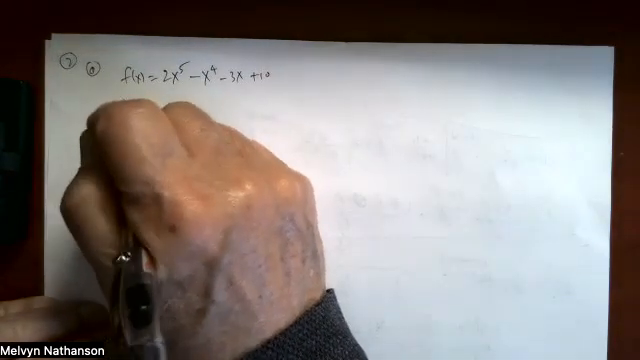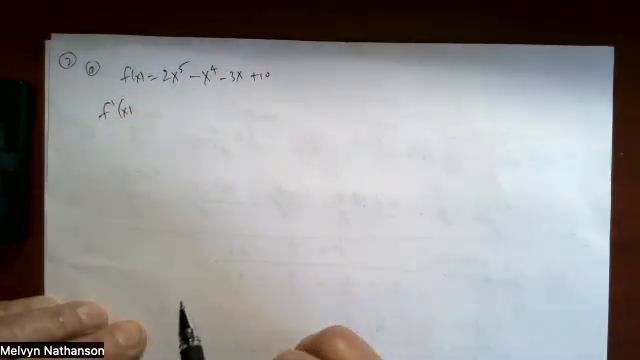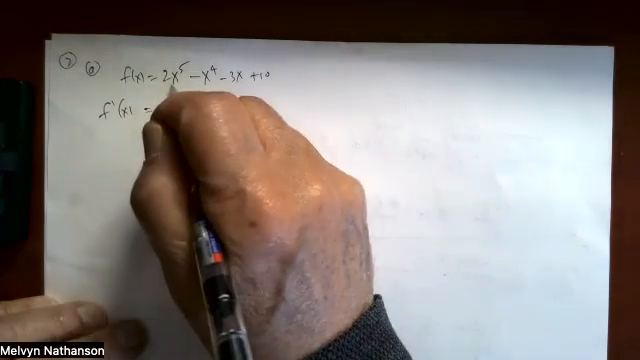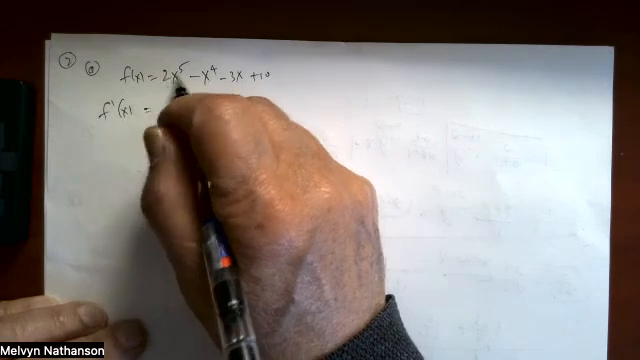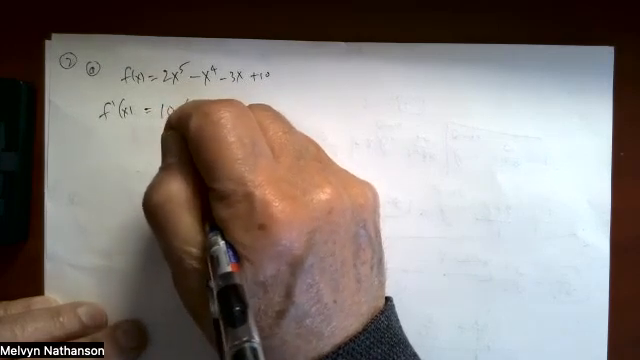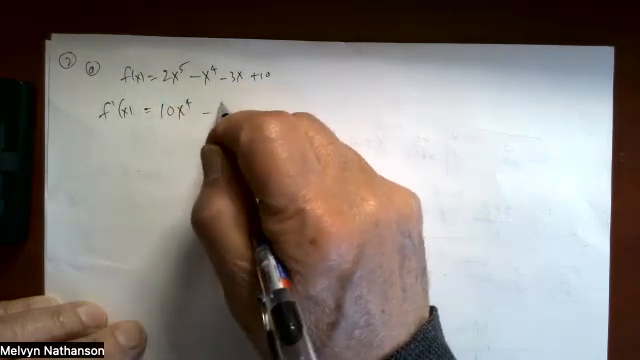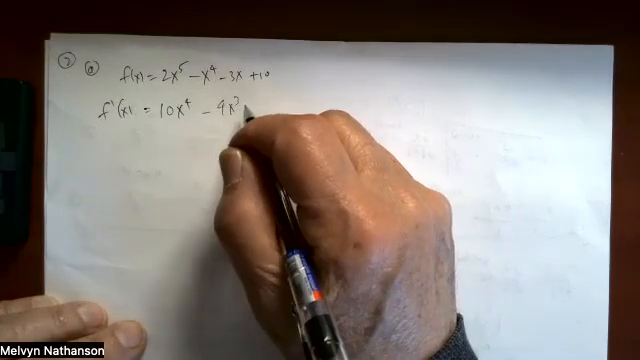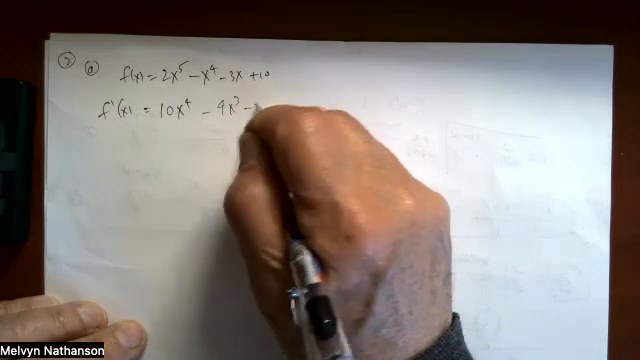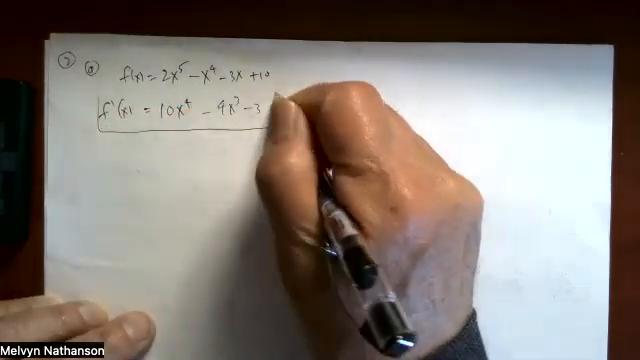So this is the most straightforward differentiation, derivative. The derivative of x to the 5th is 5x to the 4th. And 2 times 5 is 10x to the 4th. The derivative of x to the 4th is 4x cubed. The derivative of x is 1, so the derivative of minus 3x is minus 3. And that's the answer.